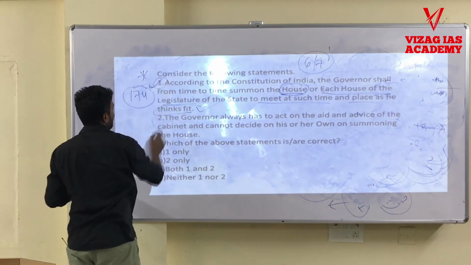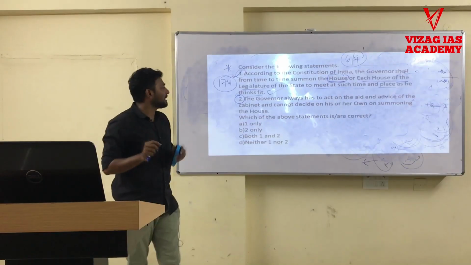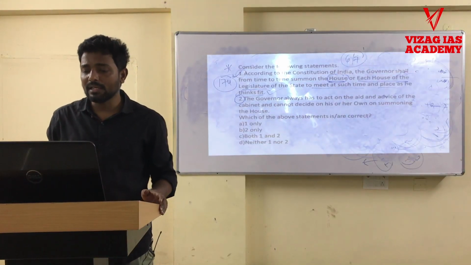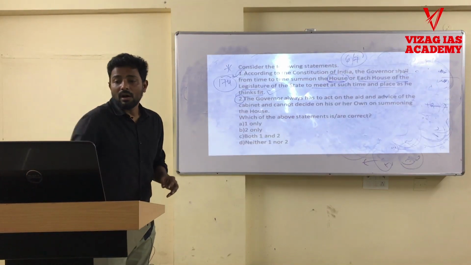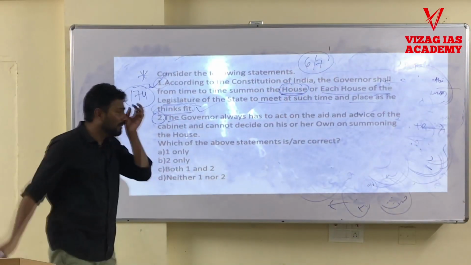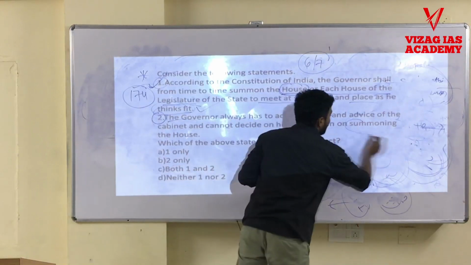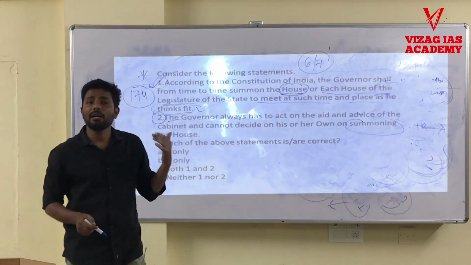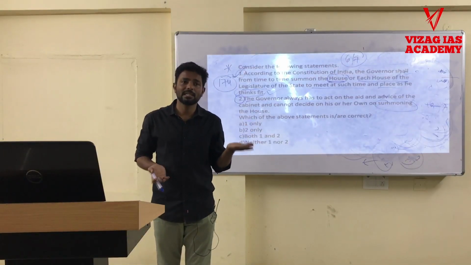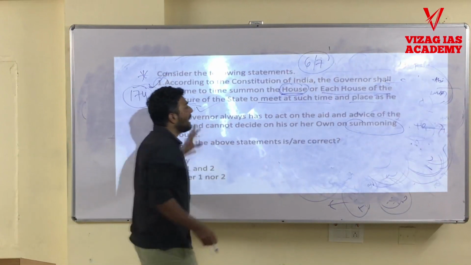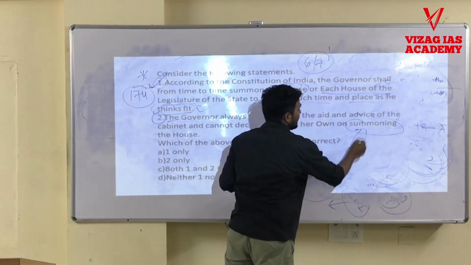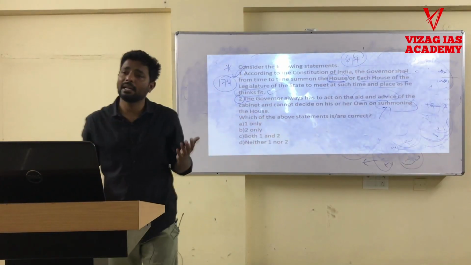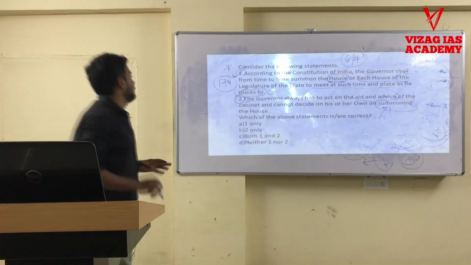This statement is correct. The second statement is: the governor always has to act on the aid and advice of the cabinet and cannot decide on his own on summoning the house. When it comes to summoning, can he do it on his own, which means it is discretionary? Is it his discretionary power, or on this occasion also does he have to act according to the aid and advice tendered by the cabinet?